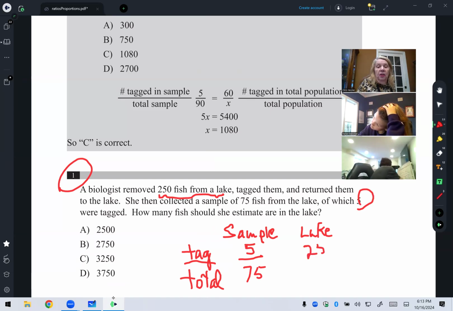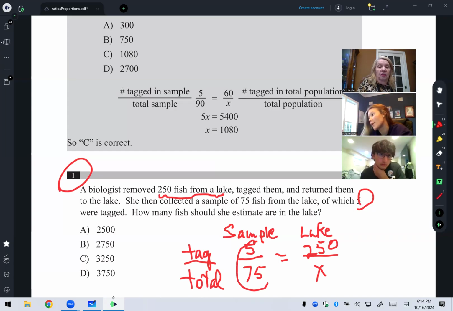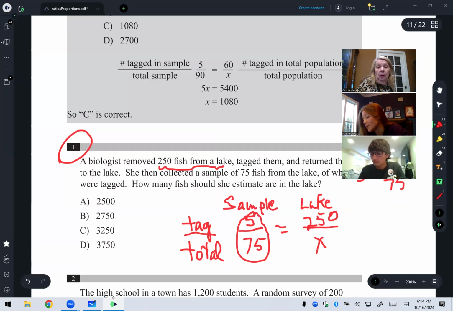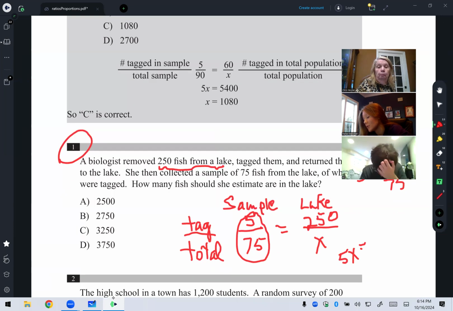The 250 goes here, in the whole lake. There's 250 tagged. Because in our little sample we're taking out, she has 5 out of the 75. Does that make sense? Okay, then we cross multiply that, and ultimately we're going to get 3750.